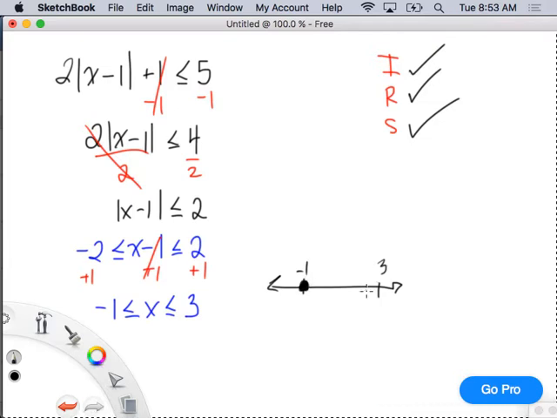It's inclusive. How do I know it's inclusive, class? Because it's a closed point, but it's inclusive because it's not just less than, it's less than and equal to. You see? And those are my solutions. Okay, is that pretty clear, class? Yeah? Okay.